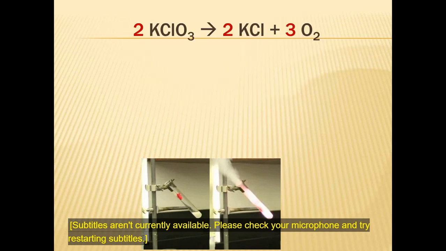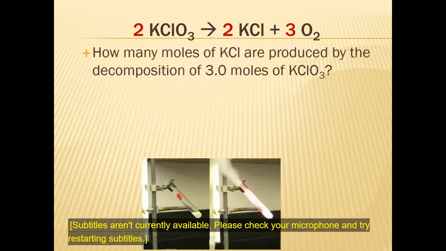All right, go forward. We're going to take that balanced equation, we're going to do some more stuff with it. Now we want to know how many moles of potassium chloride are produced by the decomposition of 3 moles of potassium chlorate. So, start with what we're given, the 3 moles of potassium chlorate.